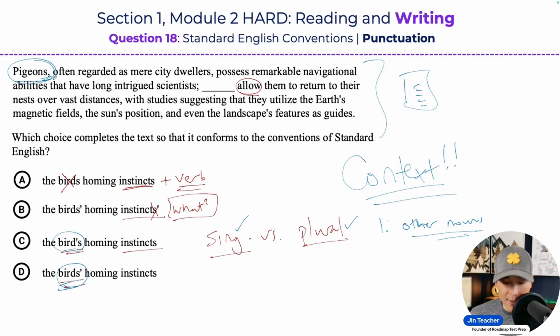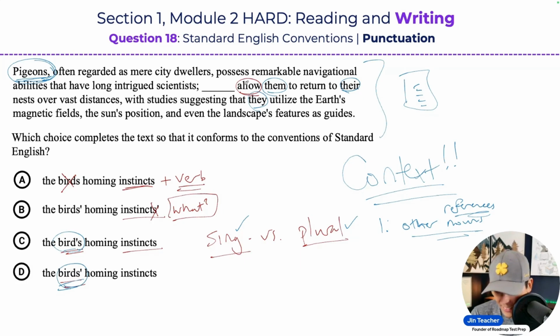Notice how pigeons here is written in the plural form. Also notice how here it says the birds' homing instincts allow them to return to their nests, suggesting that they utilize. So these are the other nouns, or the other references to birds. That's what I mean by other nouns. You're looking for these other references to the noun birds. That's because if you know that the passage writes the noun in the plural form, like pigeons, then you have to stay with that same form.